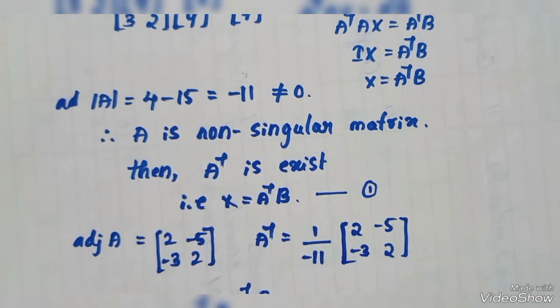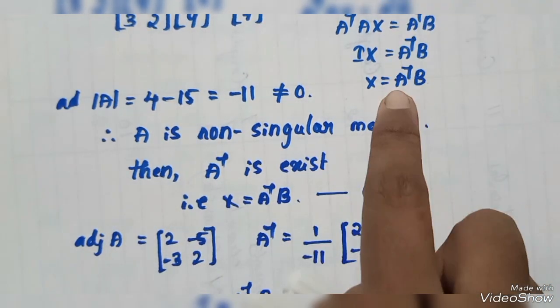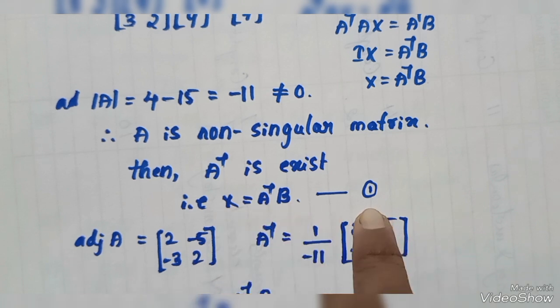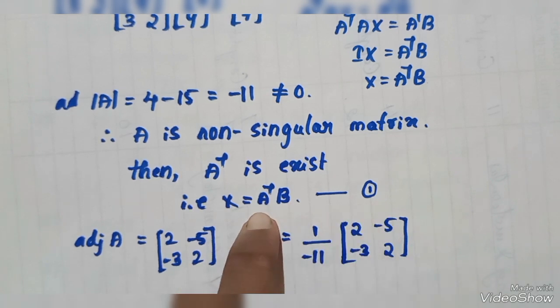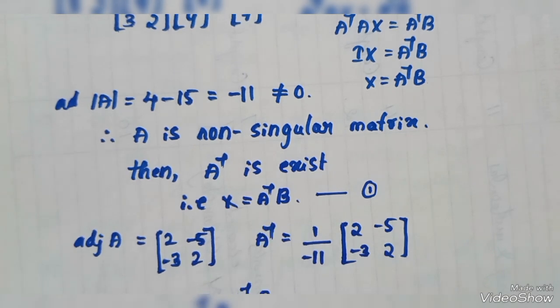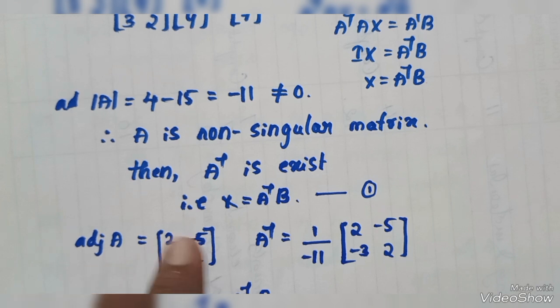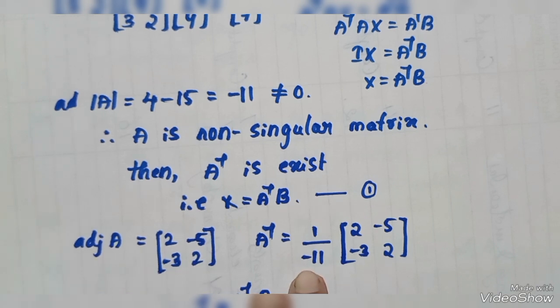What is the A inverse? We already solved it: x equals A inverse into B. This is equation number 1. Again we have to find the A inverse. How do we find it? By using the formula A inverse equals 1 divided by the determinant of A into the adjoint of A. For that, we have to find the adjoint first. After that, we substitute the determinant value and the adjoint of the given matrix in the A inverse.